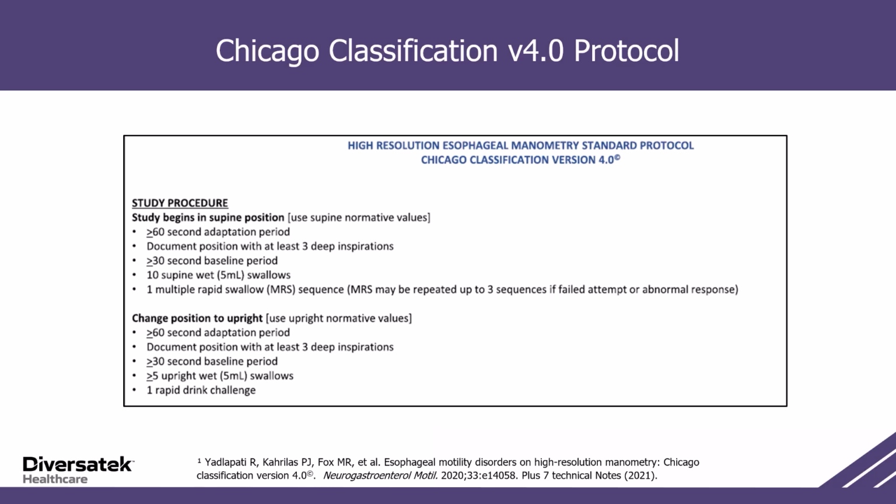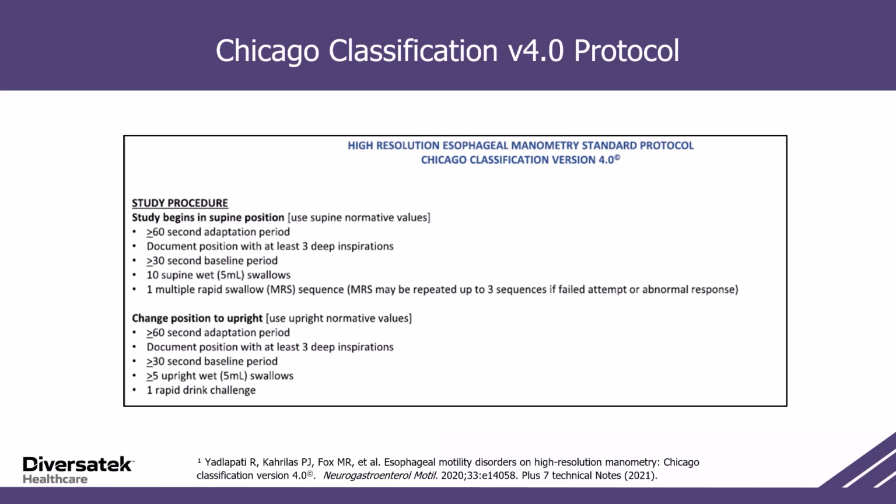Though this swallow order can be reversed, studies usually end with the upright and rapid drink swallows to mitigate aspiration risk in patients with a full esophagus. Whichever position, supine or upright, is acquired first is called the primary position, and the opposite position called secondary.